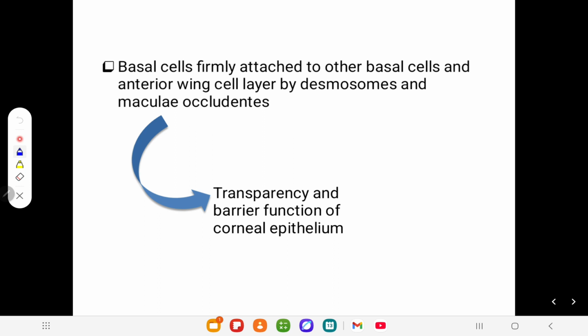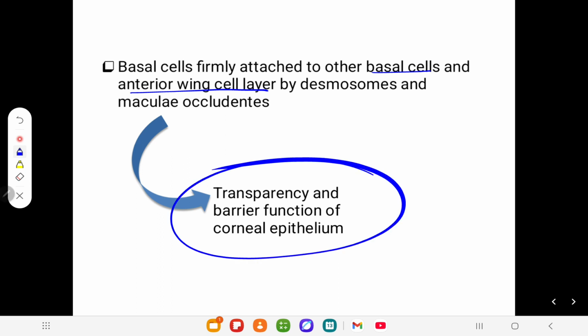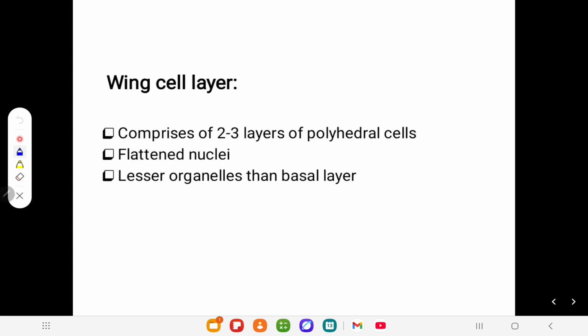Okay. So the basal cell layer is firmly attached to the basal cells and the anterior wing cells by desmosomes and macula occludens, and that's how the transparency and barrier function of the epithelium are maintained. That's very important. So it is attached to basal cells and wing cells with desmosomes and macula occludens, and it helps with the transparency and barrier function of the corneal epithelium. So definitely first basal cells, then wing cells, and then we'll move more anteriorly.